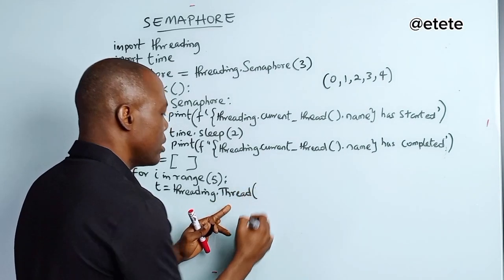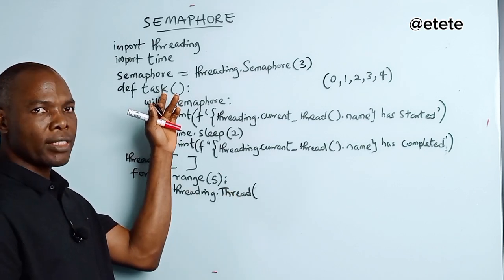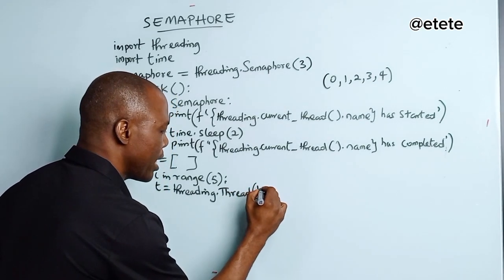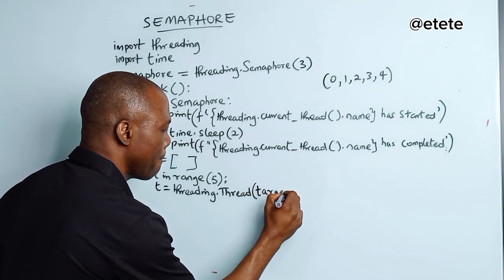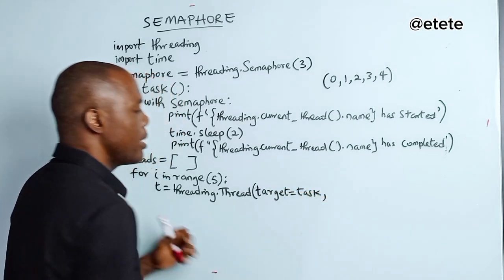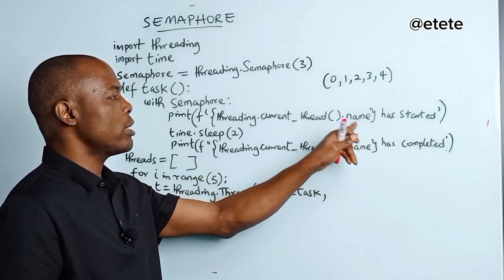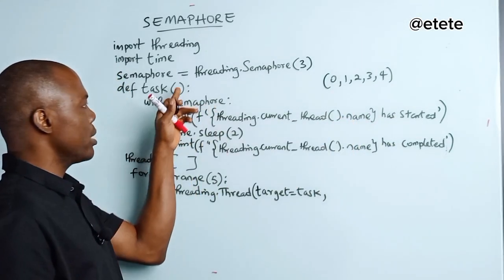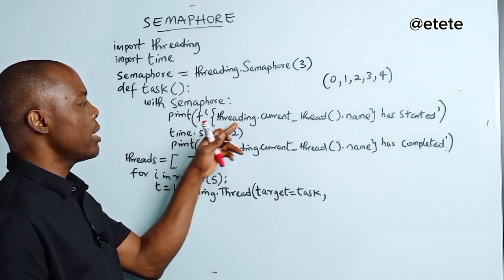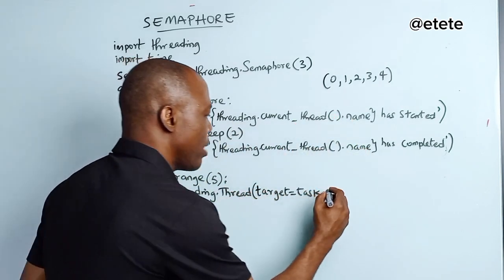Now, what is this thread object expected to perform? It is expected to perform this task. So target equals to what? Task. Now, what is he expecting? He's expecting one variable, which is what? This name. Because when you go in, there's nothing here, but when you go in, threading.currentThread.name, I need to create a name for the thread. So I will say name.